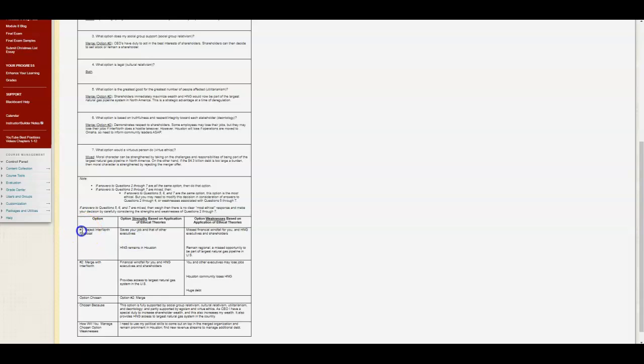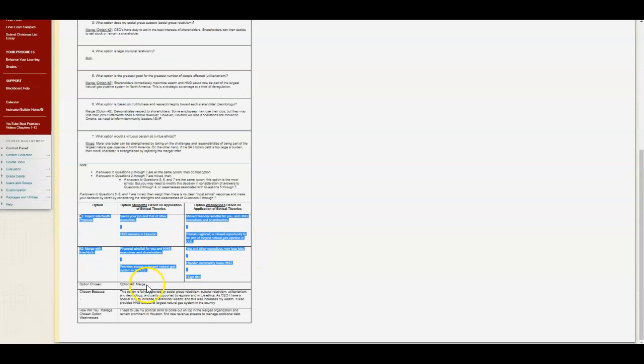As you can see here, I completed the strengths and weaknesses in this area. I typed in here, I'm going to merge, and here's the reason why. It's supported by social group relativism, cultural relativism, utilitarianism, deontology. And how will I manage the weaknesses? I need to use my political skills to come out on top of this merged organization and remain in Houston. And that's how you fill in the table.